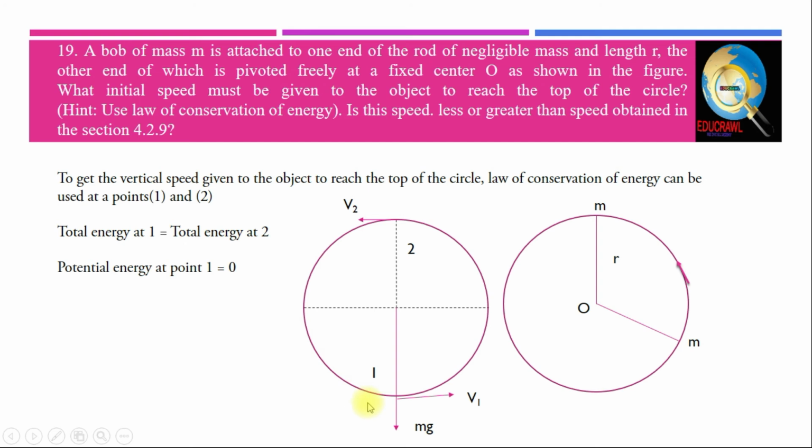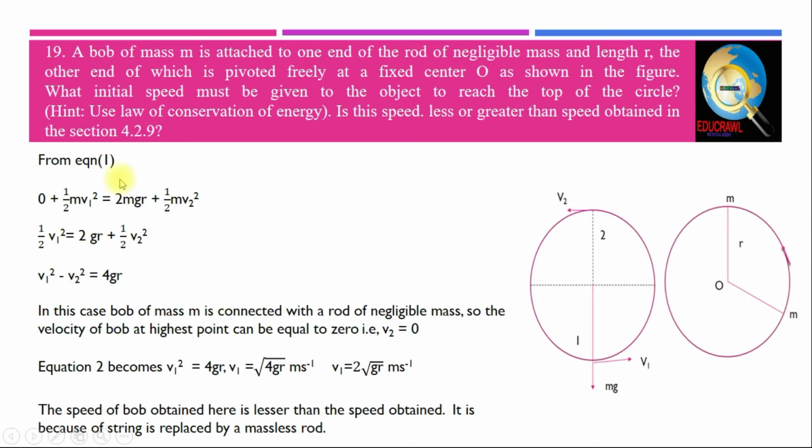So when the object is at point 1, the lowest point, and even at point 2, the total energy should be constant. So the potential energy at point 1 is 0 because at point 1 it is at the lowest point. It will not have any height. If it has got height only, it will have the potential energy which is mgh. So h is equal to 0. Potential energy is also 0 at the first point. So using the law of conservation of energy, the potential energy is 0, so the kinetic energy will be half m v1 square. So this is the energy at point 1.